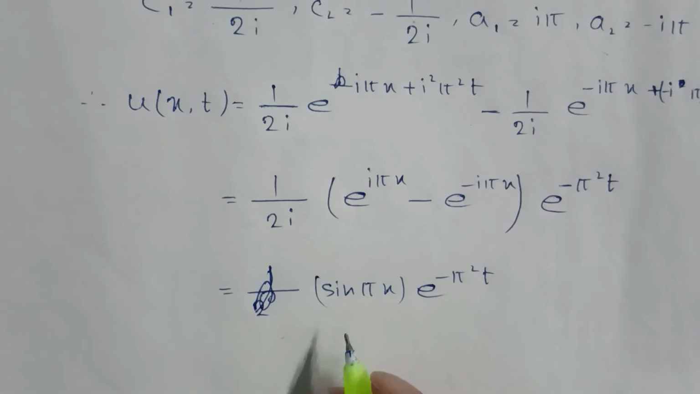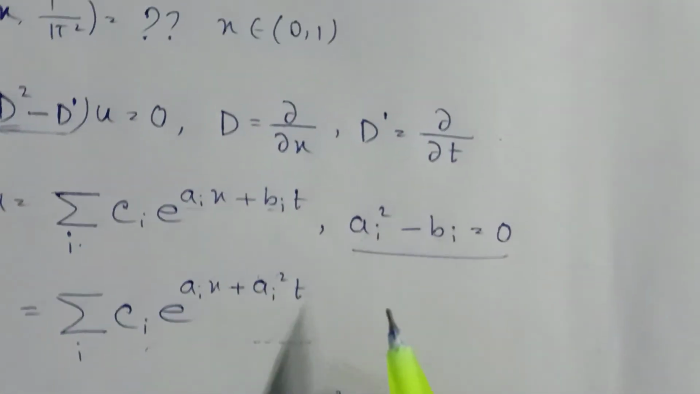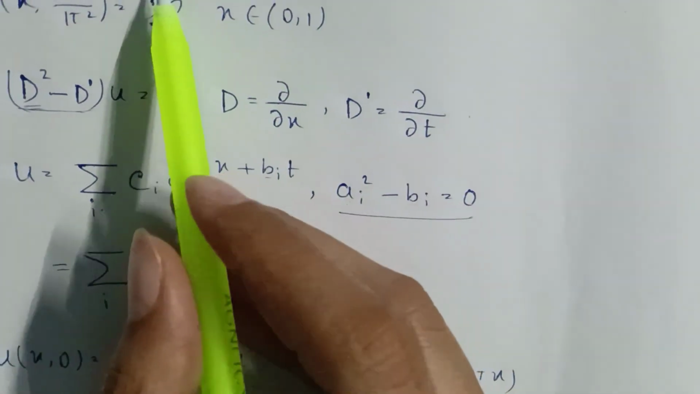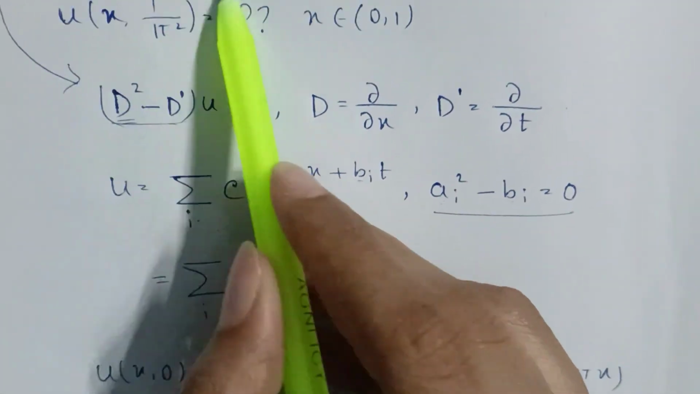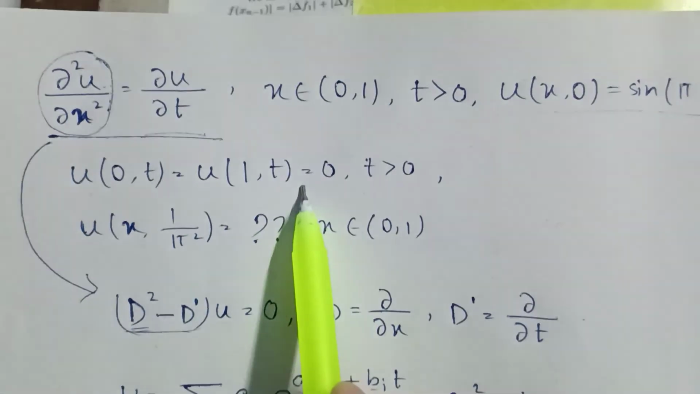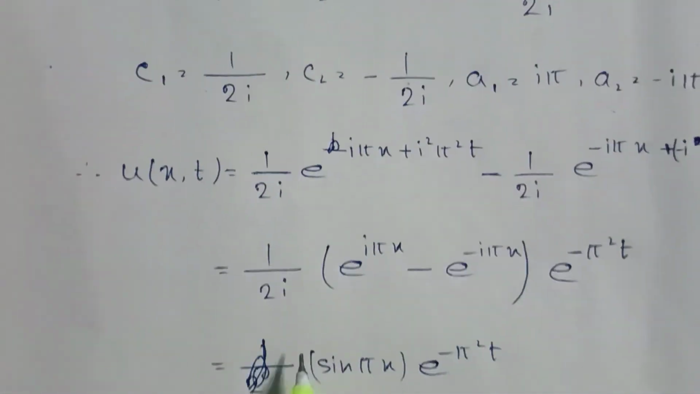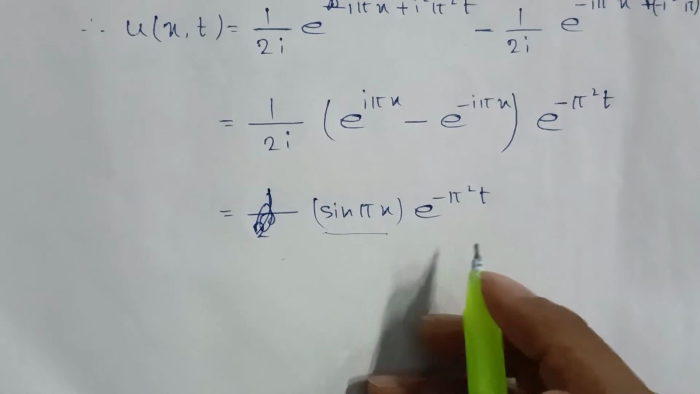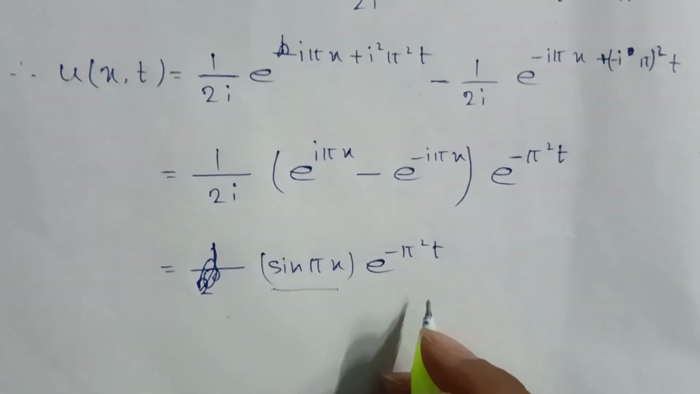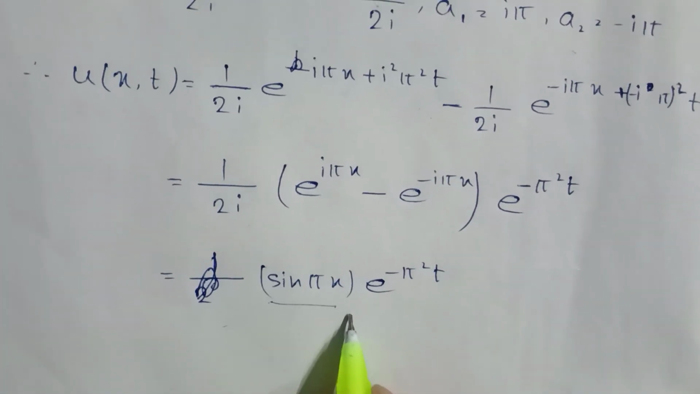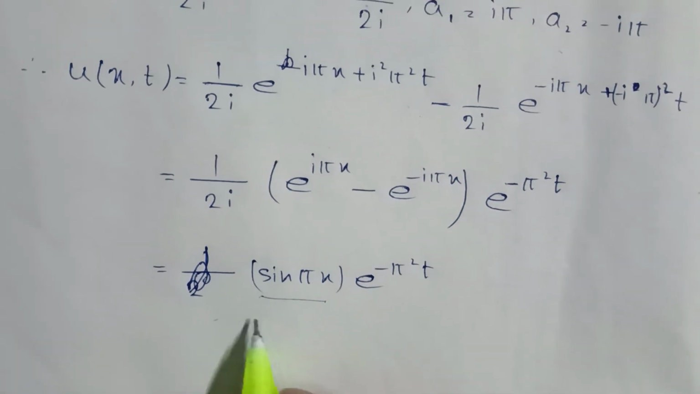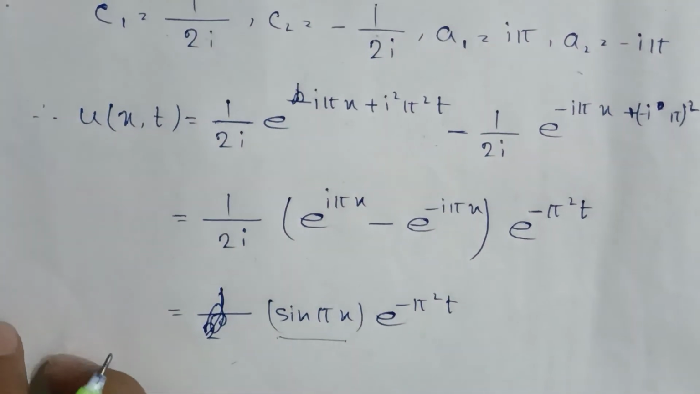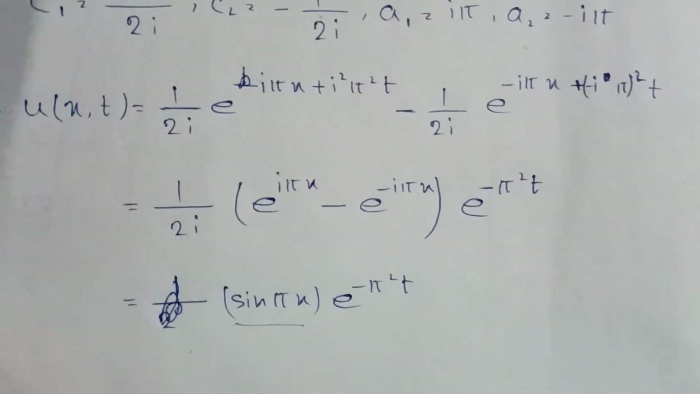And also don't forget to check that this solution satisfies the other boundary conditions, like this: u(0,t) is equal to u(1,t) is equal to 0. u(0,t) here is sine 0 is equal to 0, so u(0,t) is 0, and u(1,t) becomes sine pi, which is again 0. So this solution also satisfies the other two conditions. So thank you.